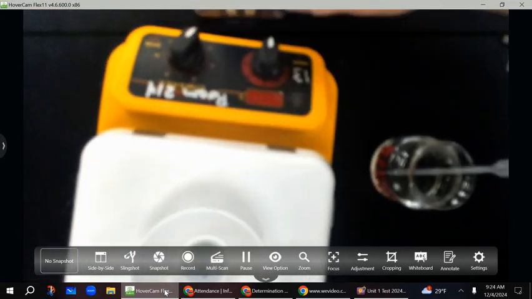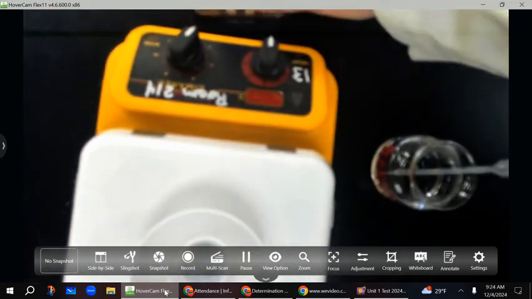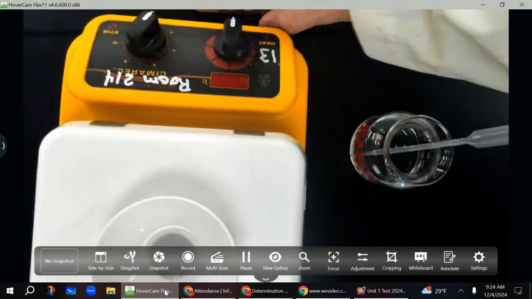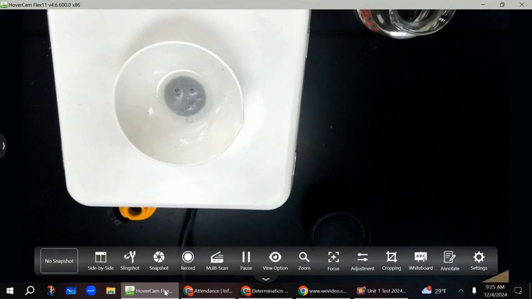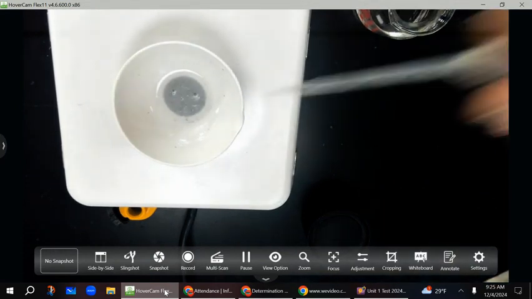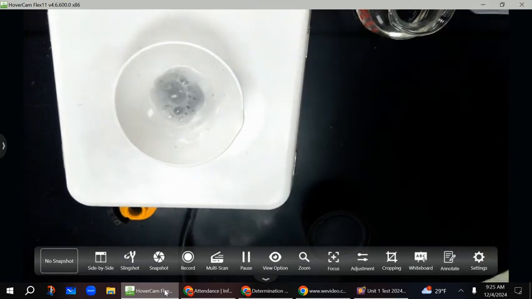Now, you are going to keep adding acid until all the zinc is gone in your dish. All of it. So, right now, it's bubbling, it's moving. Some of the zinc is going away. And it has slowed down on its bubbling. So I'm going to take another dropper full. And I am going to add it.